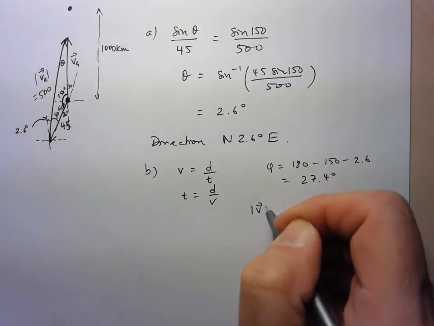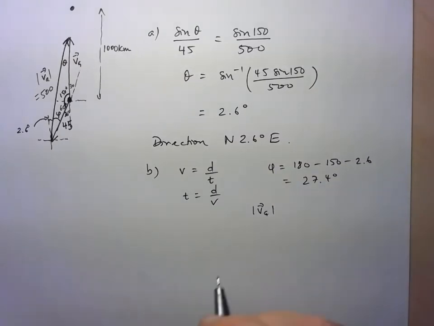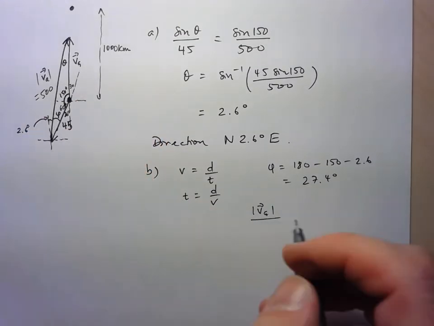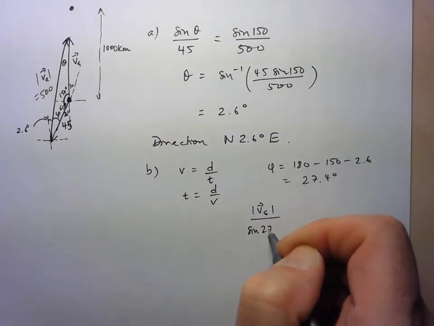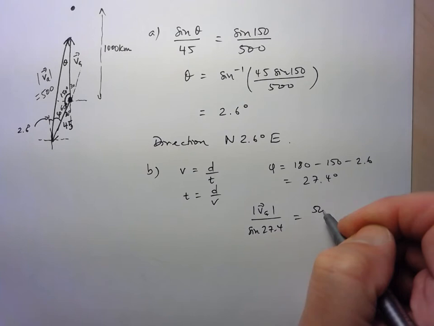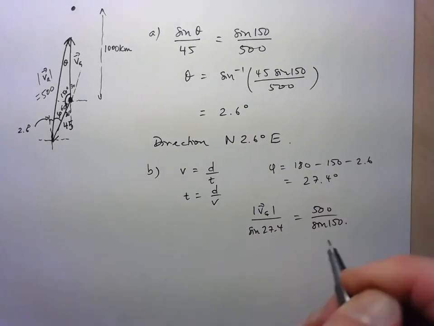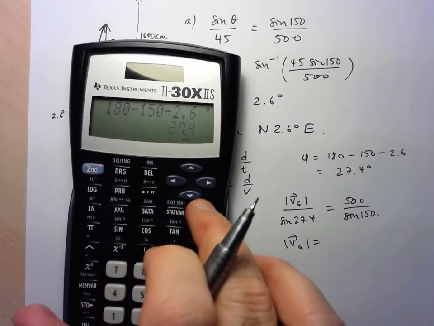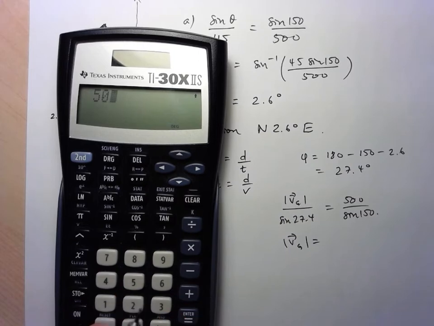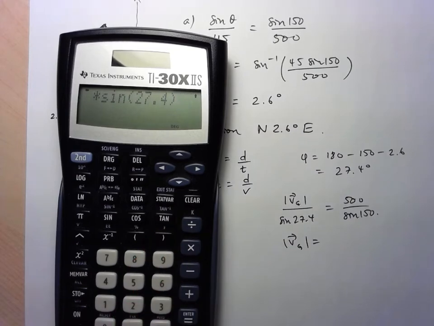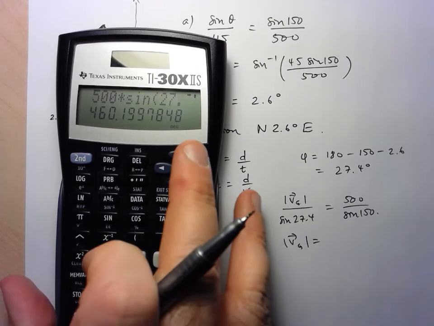So the magnitude of the plane's velocity is that over its opposite angle, which is 27.4, so sine of 27.4, and we'll use the same thing we did before. Here it'll be 500 over sine 150. So VG, its magnitude, will just be given by this. So we have 500 times sine 27.4 divided by sine 150, and we get about 460.